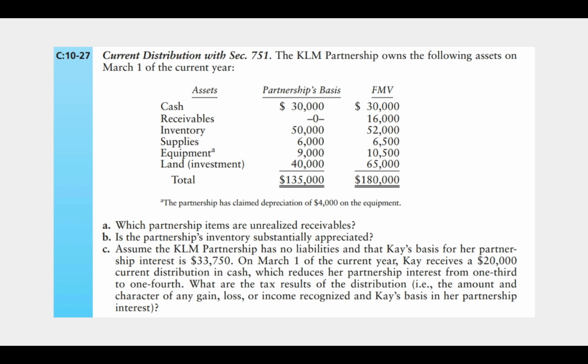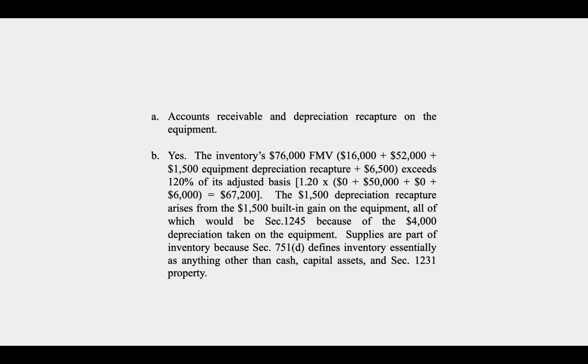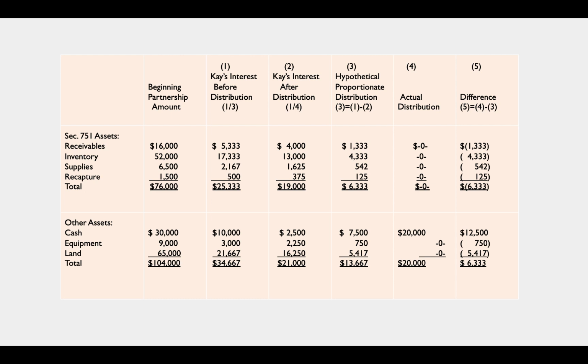So we know this is going to be a 751 tax problem because we have hot assets and non-hot assets, and we can tell that this was not a proportionate distribution. I can tell that because she only received cash. So she didn't receive a share of each of these assets. So we know we're going to have a Section 751 issue here.